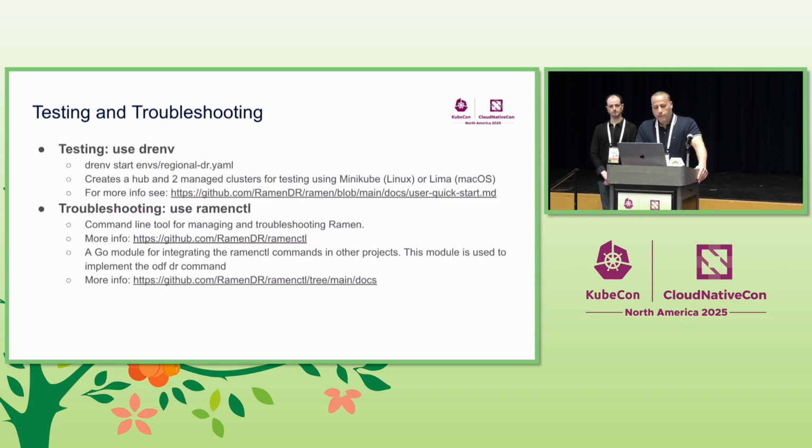We have a couple of tools for troubleshooting, and the first one is actually for testing. You can have a Minikube environment, where you can have 3 clusters, and you can test all of this, the same way as with real clusters, right? You deploy an application, and then you failover and relocate as well. And then we also have another tool, the Raman CTL tool, which is used to validate clusters, to deploy applications, and so on and so forth.